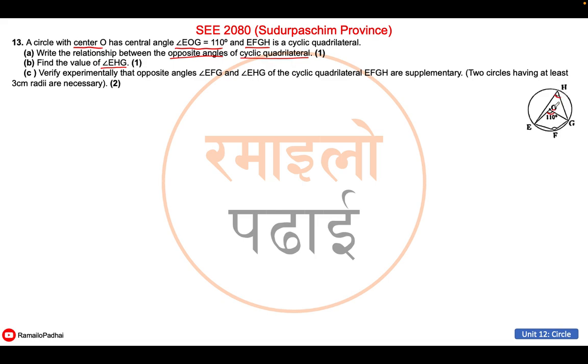So this will be the center angle, and this will be the inscribed angle of arc EFG. It is quite easy. And in C, verify experimentally that opposite angles, this angle EFG and angle EHG of cyclic quadrilateral EFGH, are supplementary. Supplementary means they sum up to 180 degrees. Two circles having at least 3 cm radius are necessary. Okay, we will do that. Without any delay, let's start the solution. So, solution.